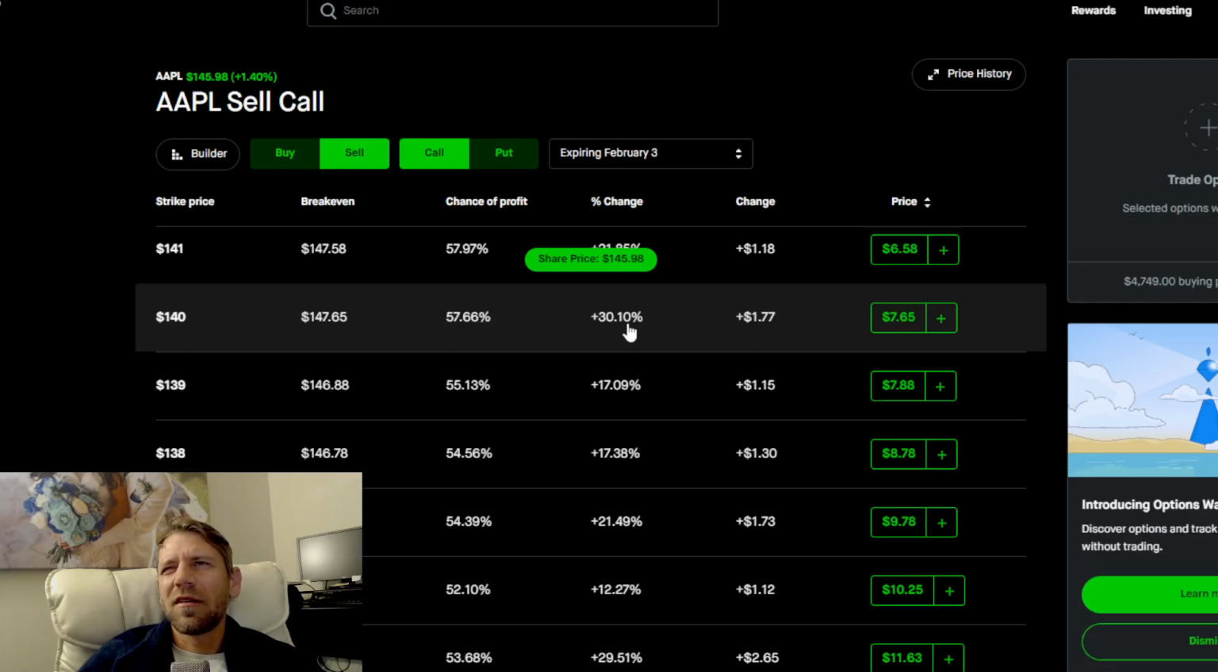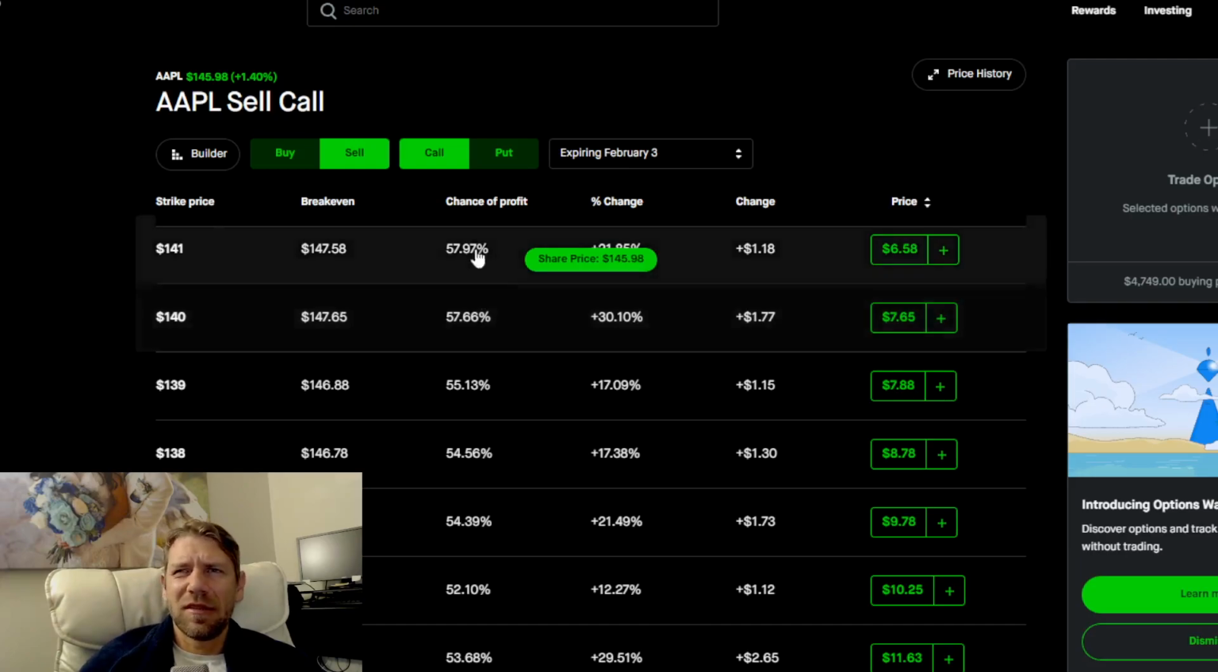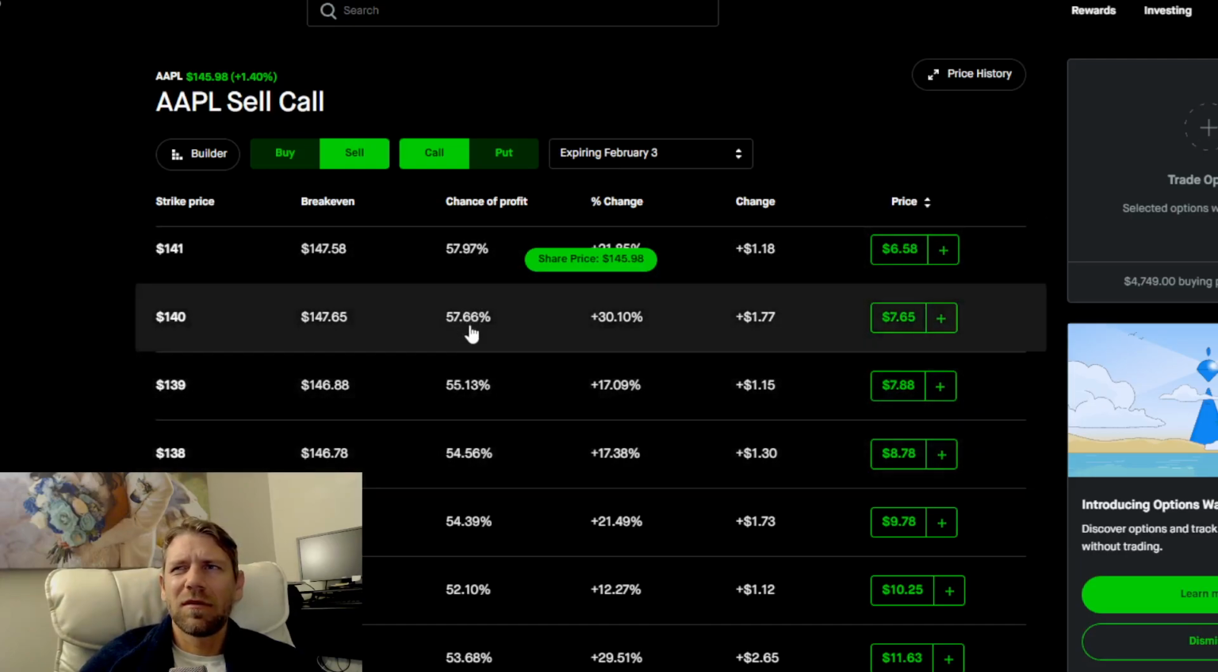It tells you here what kind of percentage change that would require. And over here, I don't know how they derive this number, but it gives you a chance of profit. I'm not sure how they derive it, but this is kind of irrelevant here. I wouldn't look at this one. But what I would look at is how much price change would be required for this scenario to play out, which is $1.77 in this case to the upside, if I'm going to start losing out of this trade.